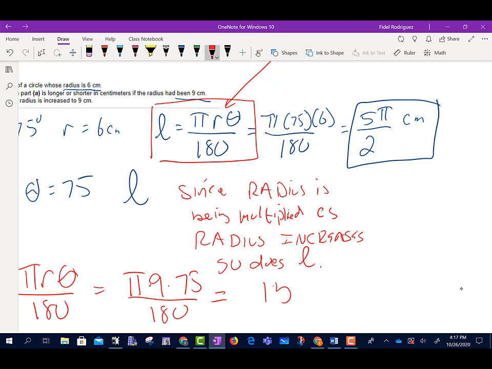We're going to have 15 pi over 4 centimeters, right? Boom. And there we go.